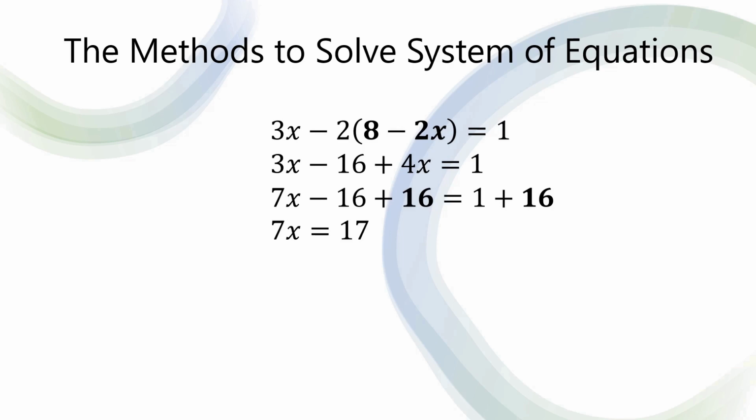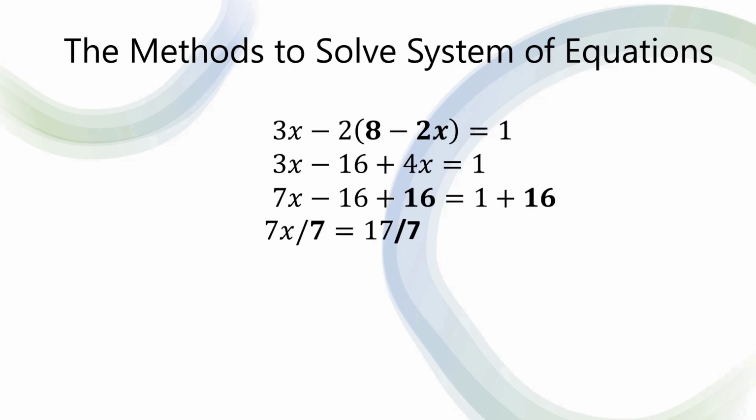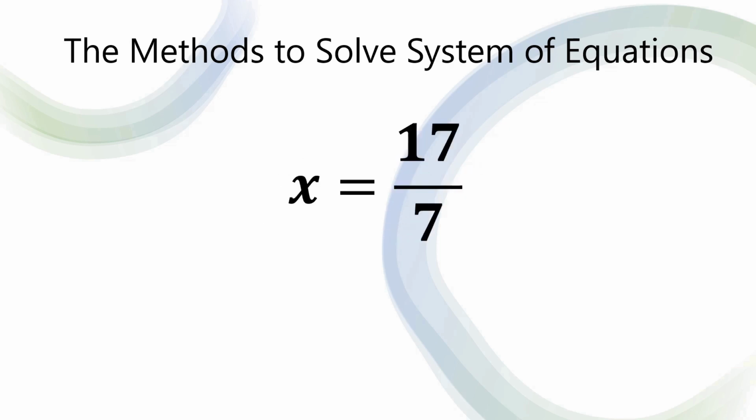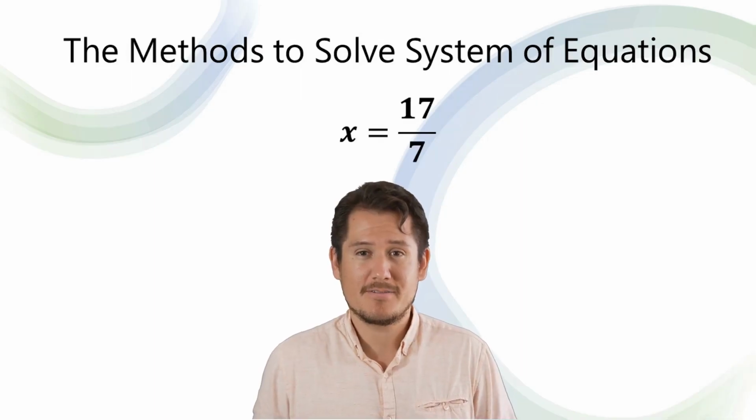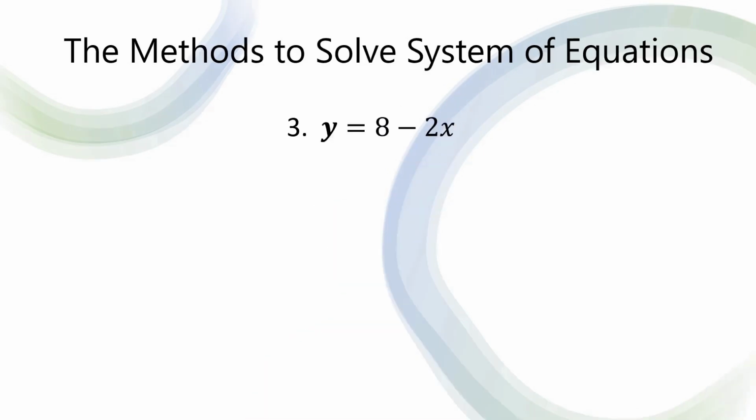Step 6. To find x, divide both sides by 7. 7x divided by 7 equals 17 divided by 7. Simplify. X equals 17 divided by 7. Step 7. With x now known, you can find y by substituting the value of x into equation 3. Equation 3. Y equals 8 minus 2x.